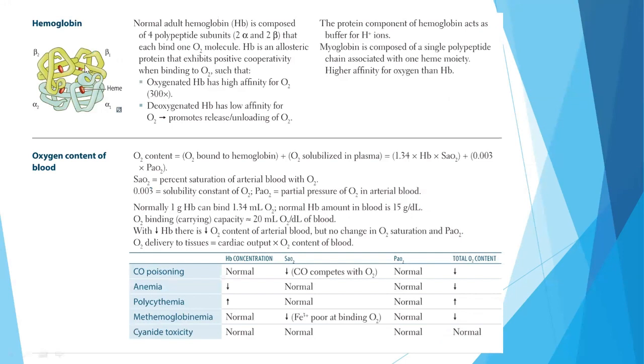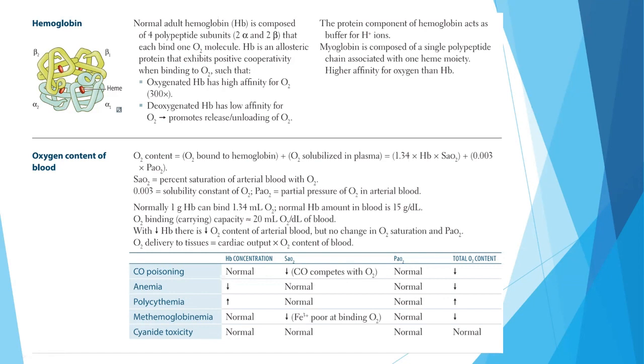Now let's talk about the structure of hemoglobin. So the normal adult hemoglobin is composed of 4 polypeptide subunits, that is 2 alpha and 2 beta chains, that each bind one oxygen molecule. So one hemoglobin binds 4 oxygen molecules.